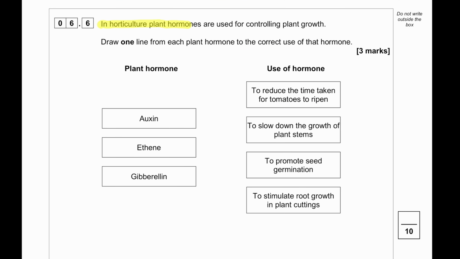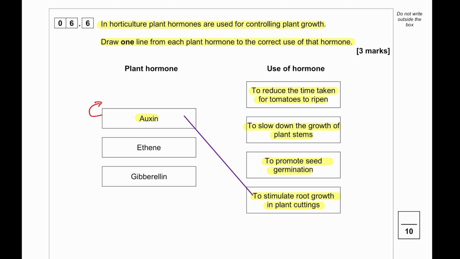In horticulture, plant hormones are used for controlling plant growth. Draw one line from each plant hormone to the correct use of plant hormone. So, first of all, we can see auxin. Auxin, let's see the options. To reduce the time taken for tomatoes to ripen, to slow down the growth of plant stems, to promote seed germination, to stimulate root growth in plant cuttings. Auxin can stimulate root growth in plant cuttings.